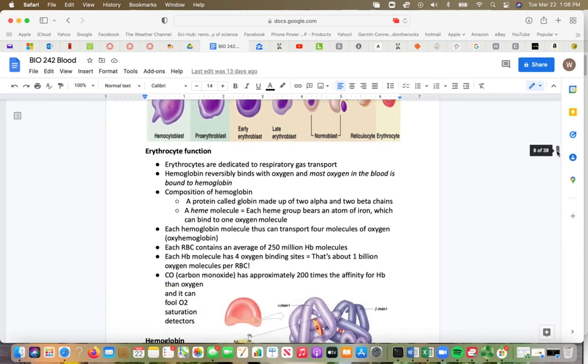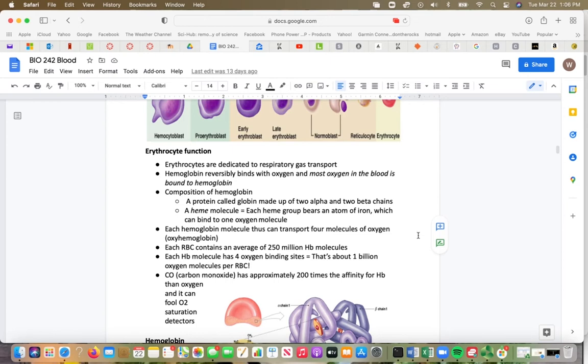So erythrocytes, their job is to transport the respiratory gases. Hemoglobin is what allows this to happen. It's going to reversibly bind with oxygen. Most of the oxygen in the blood is going to get bound up to hemoglobin. Hemoglobin is made up of the protein globin, and then it's got 2 alpha and 2 beta chains. So with the heme molecule, it's going to bear an atom of iron, which can bind to 1 oxygen molecule. So each hemoglobin molecule is able to transport 4 oxygen molecules as oxyhemoglobin.